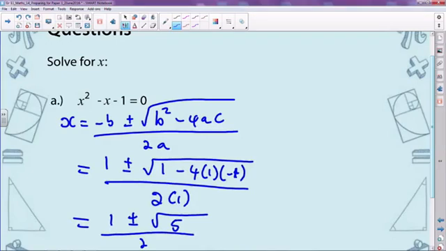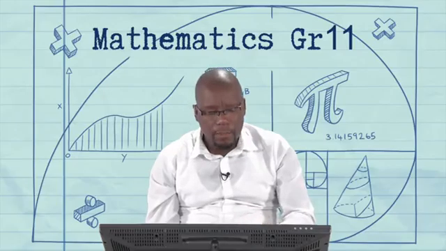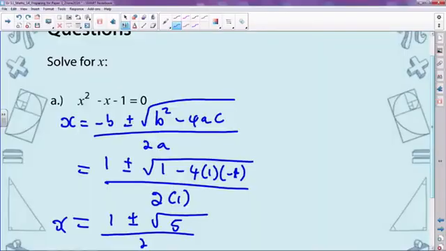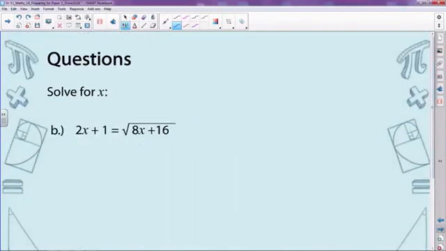And then now, depending on what the question wants from you, if it says leave your answer to 2 decimal digits, then you press your calculator, SD, and then you've got it to your 2 decimal places. But if they said leave it in surd form, then your x is that.